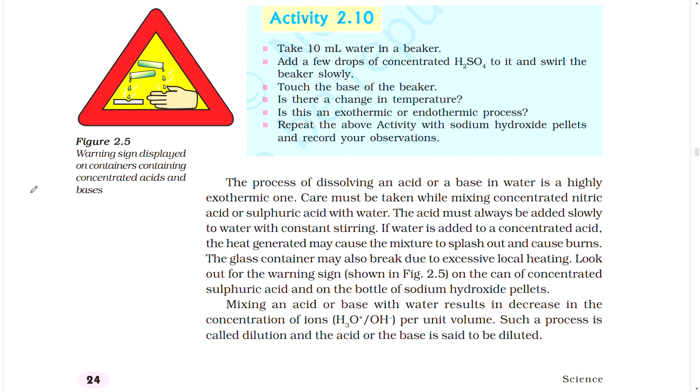Figure: Warning sign displayed on containers containing concentrated acids and bases. The process of dissolving an acid or a base in water is a highly exothermic one. Care must be taken while mixing concentrated nitric acid or sulfuric acid with the water. The acid must always be added slowly to water with constant stirring.